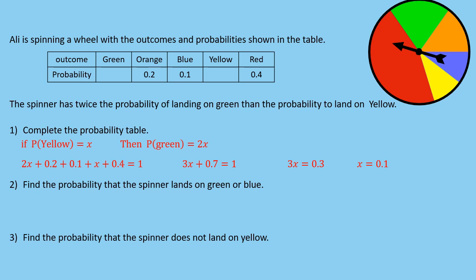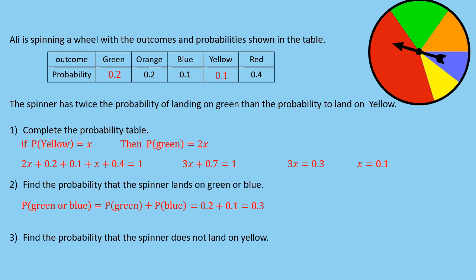Therefore, the probability of the green outcome will be 2x equals 0.2, and the probability of the yellow outcome will be x equals 0.1. Since the spinner landing on green and the spinner landing on blue are two mutually exclusive events, the probability of either green or blue occurring is equal to the sum of their individual probabilities, which is 0.2 + 0.1 equals 0.3.